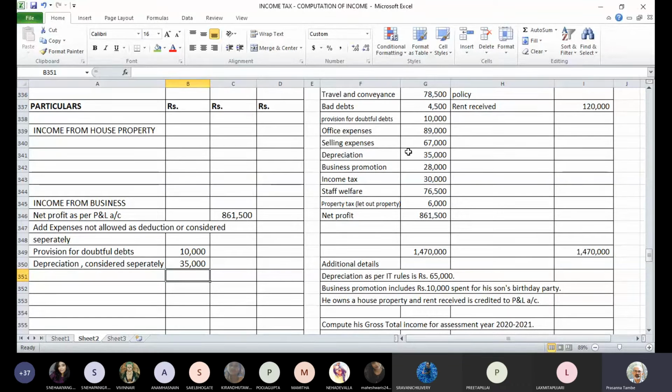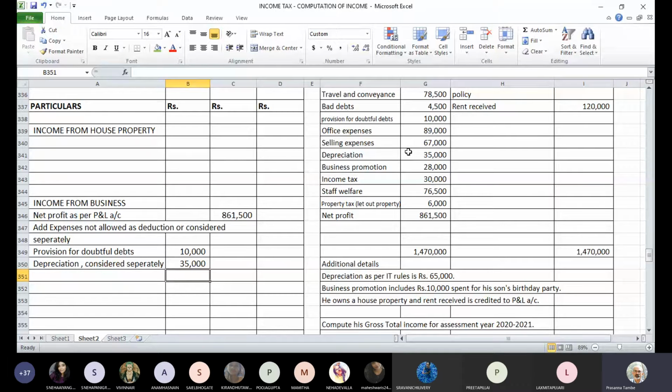Next is business promotion. It says that business promotion includes 10,000 spent for its son's birthday party. Now tell me, celebration of son's birthday party, is it a business purpose? Can we consider it as business purpose? No, it is not a business purpose. Even if you say that I have called few of my customers or clients, still by any remote sense, it cannot be treated as a business purpose. It's purely and purely a personal expenditure. And any personal expenditure in computing the income is not allowed as a deduction.